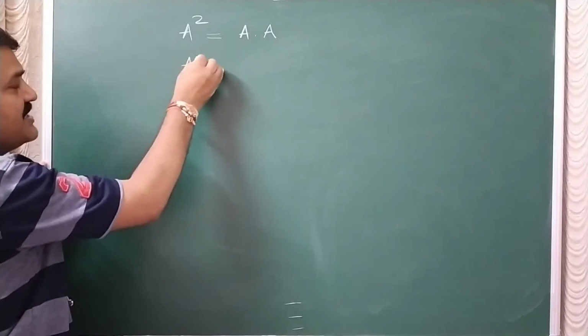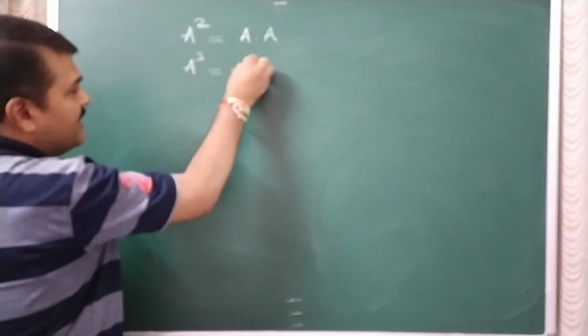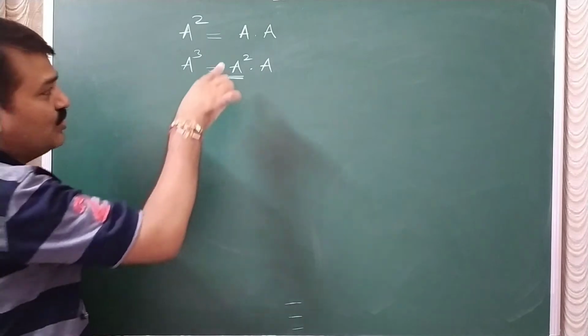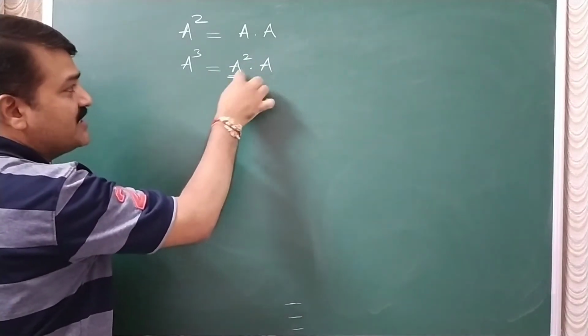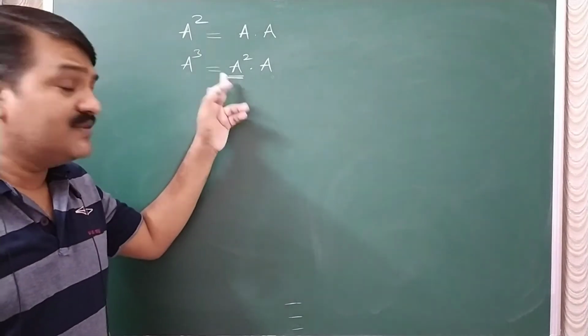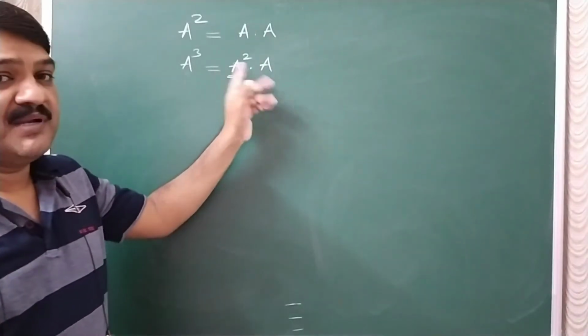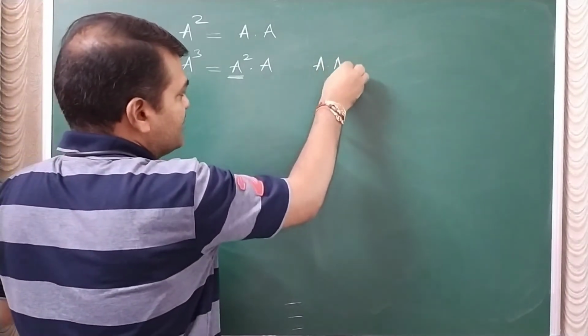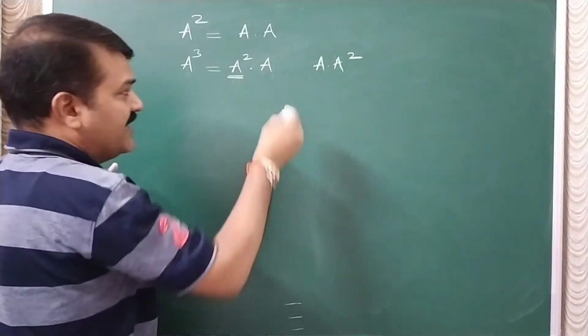So when A cube is asked in the question, then you have to write this as A square into A. First you have to find A square, then A square and A you have to multiply, then you will get A cube. Or you can write this as A into A square. Like this also you can write.